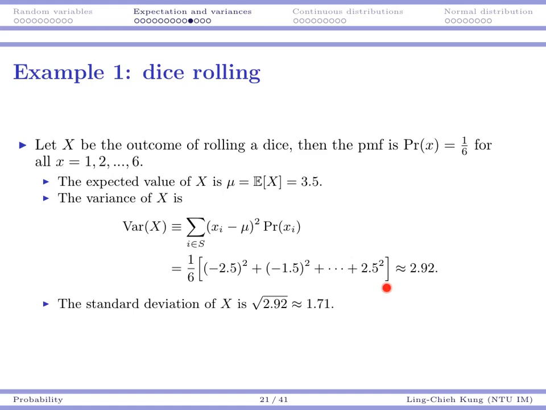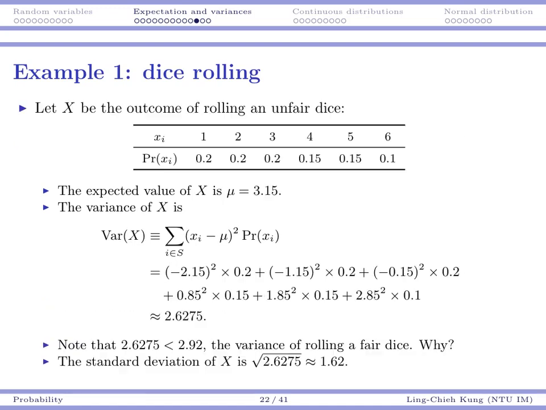Because each of them has the probability 1 over 6, the weighted average is just sum them up and divide by 6. The value is around 2.92. Okay, 2.92. And if we want to find the standard deviation, it's 1.71. Okay, so the calculation is just like this.